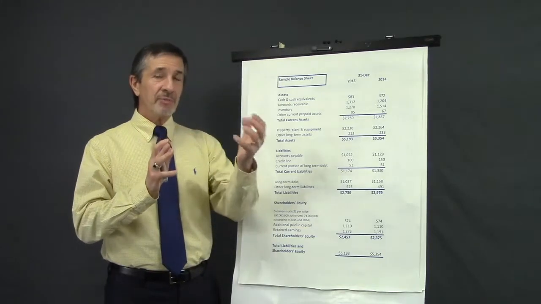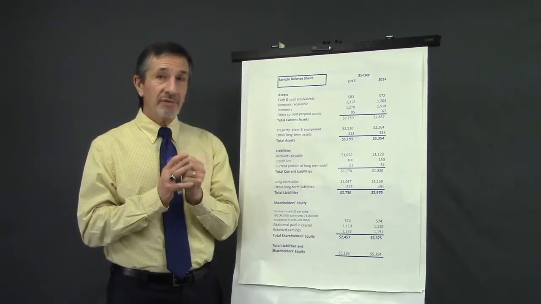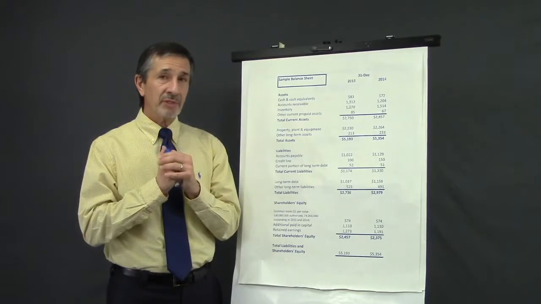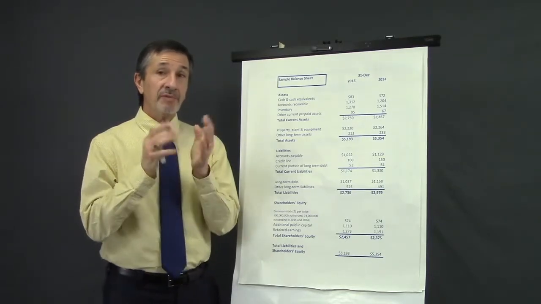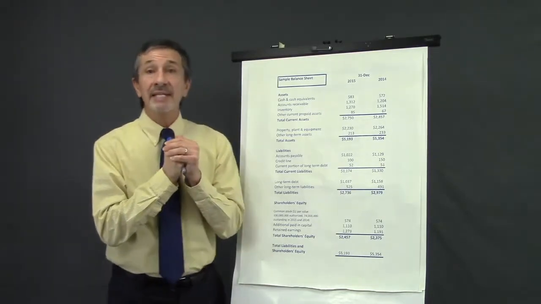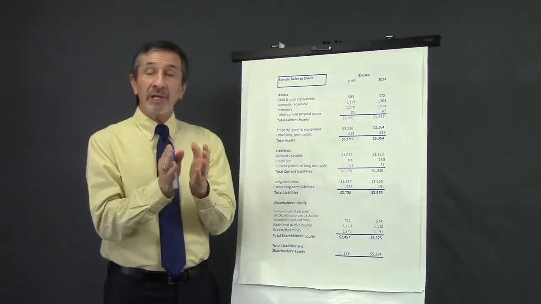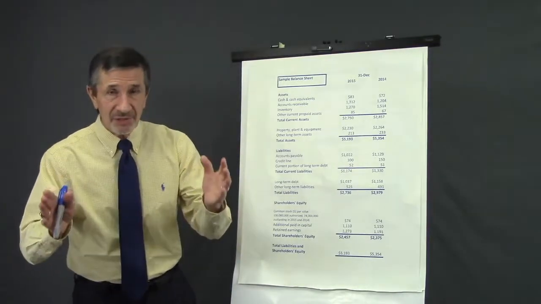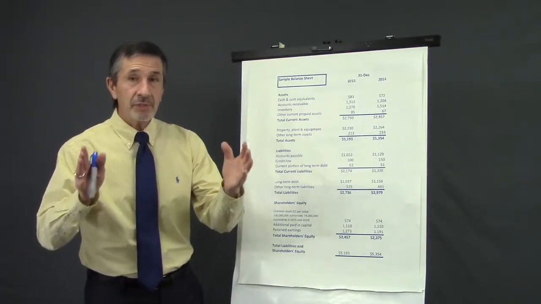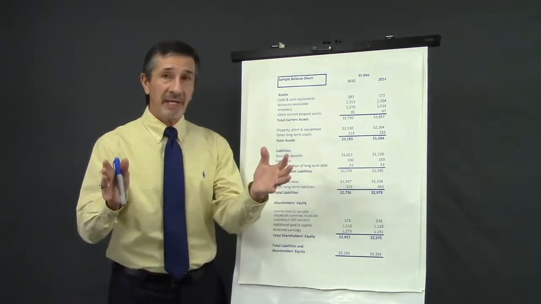And the balance sheet pulls a number of elements from the income statement. And we're going to talk about what those are in just a few minutes. But first, let's talk about what's in the balance sheet. So what does it mean? Well, a balance sheet, it has to balance. So there are two parts to the balance sheet.